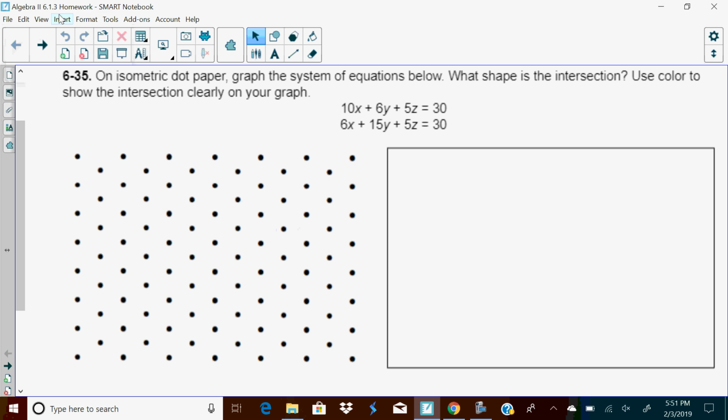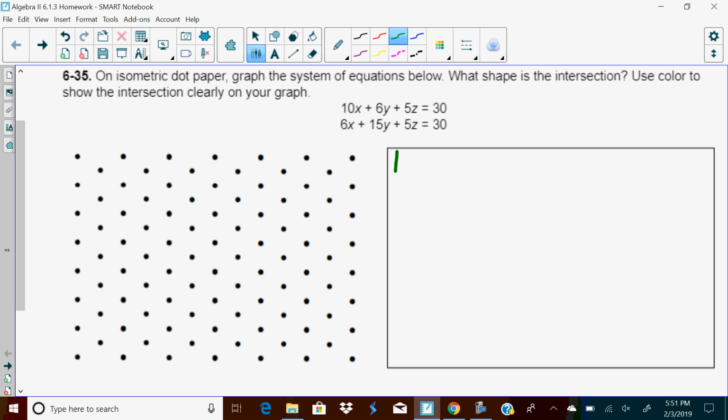Okay, here's the homework for the 613 review. So this first problem says on isometric dot paper, graph the system of equations below. What shape is the intersection? So the first thing you have to do is figure out where the intercepts are.